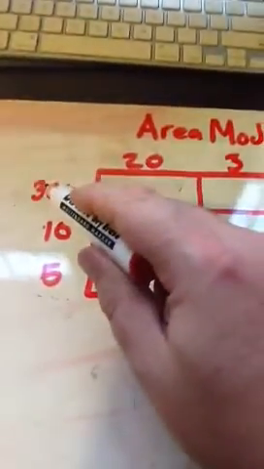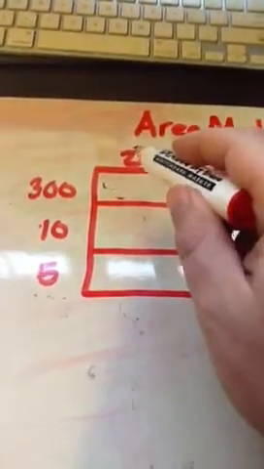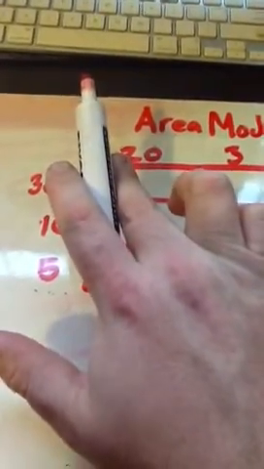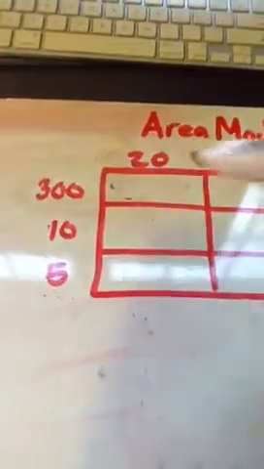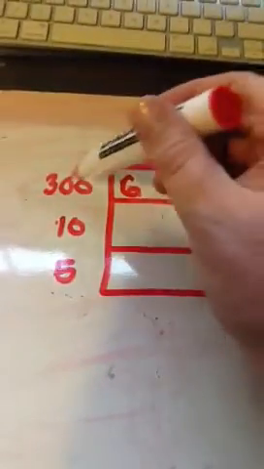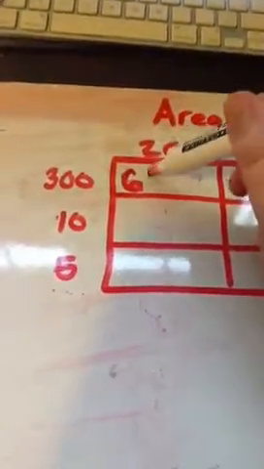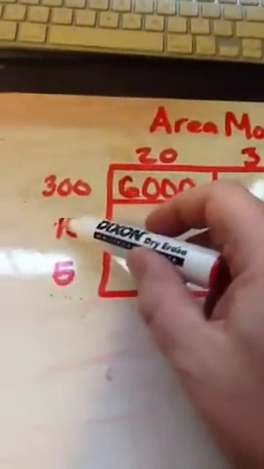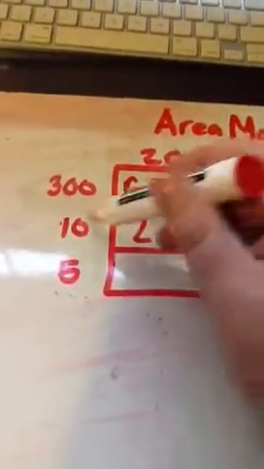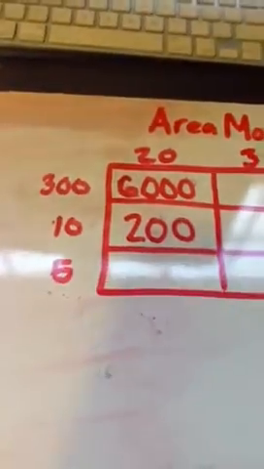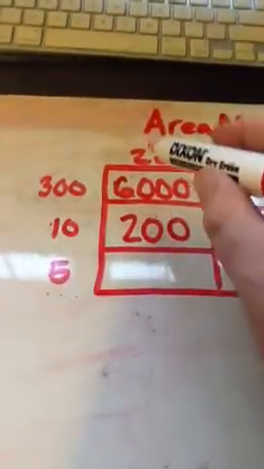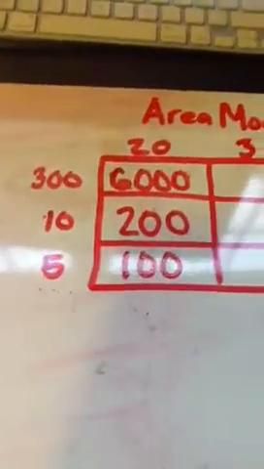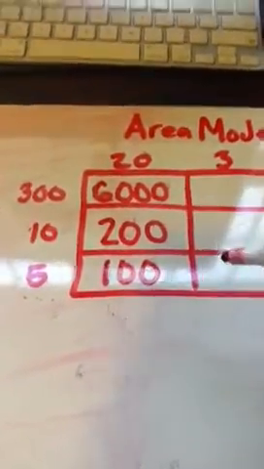So this first box we have 300 times 20, or if you just want to ignore all the zeros, sometimes you can cover them up and just be like, alright, 3 and 2 is 6, and then you can just count your zeros, 1, 2, 3, and add in those 3 zeros, and then you have 6,000. The same with this, you have 1 times 2 is 2, and then count your zeros, you have 200. You have 5 times 2 is 10, and then count your zeros, you add a 0, so you have 6,000, 200, and 100.